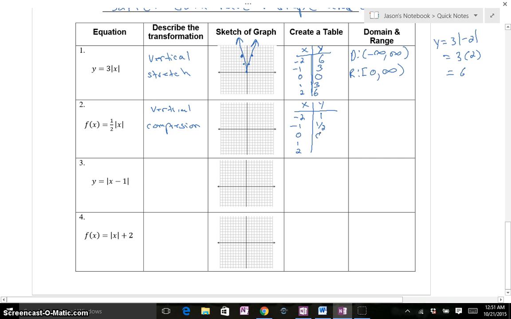Absolute value of -1 is 1. 1 times 1/2 is 1/2. 0 is still going to be 0. Again, 1/2 times 1 is 1/2. And then absolute value of 2 is 2, 2 times 1/2 is 1. So much shorter: -2, 1; -1, 1/2; 0, 0; 1, 1/2; 2, 1. As you can see, it got much wider. Vertical compression means it's been squashed. Domain is the same as above, -infinity to infinity. Our range is 0 to infinity.